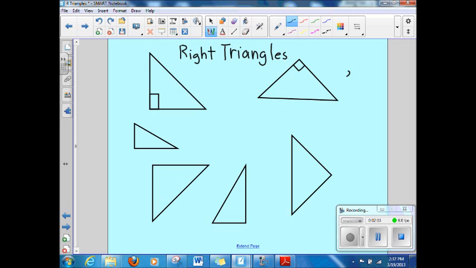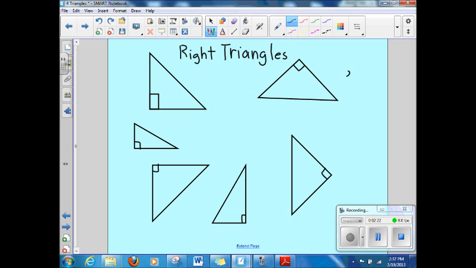And this is the right angle in this triangle. This is the right angle in this triangle. Here's the right angle here and the right angle here. And each time we have a right angle, we indicate it with that little square in the corner so that we can see that easily. Oh yes, that's a right angle. And these are all right triangles.